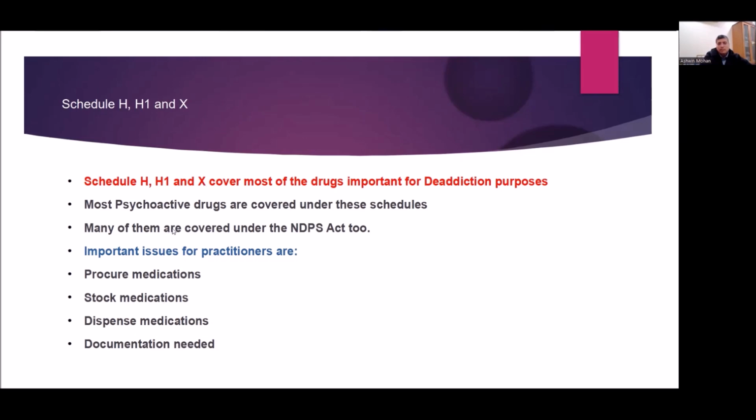From a practitioner's point of view, we know these are the schedules which cover these medications. What is important for us is to know whether, under the Drugs and Cosmetics Rules, we can procure these medications, stock them, and dispense them, and what record keeping and documentation is required. These are the four important aspects we need to understand when dealing with regulations related to any psychotropic substance. Today's topic is buprenorphine, but you must understand whether you can keep clonazepam, whether you can keep alprazolam, whether you can dispense it, etc. Understanding these rules will help you for other substances also.